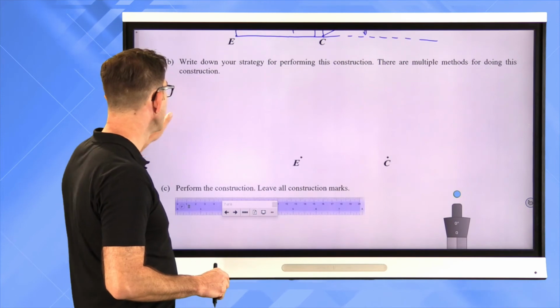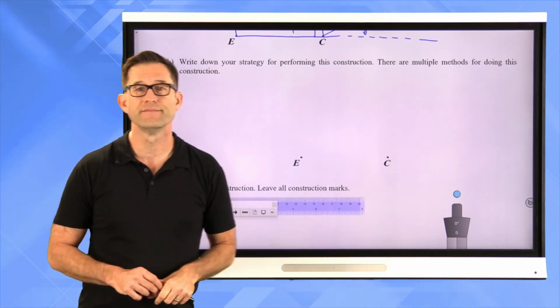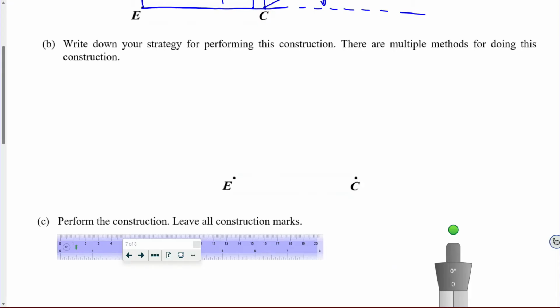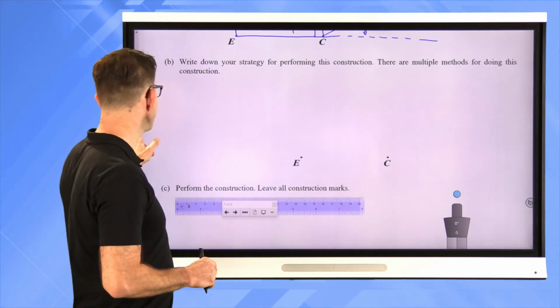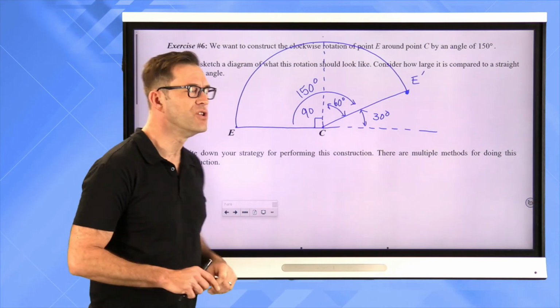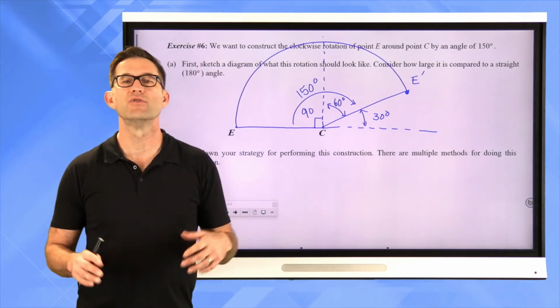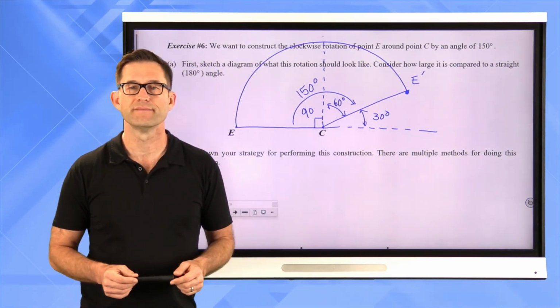So, take a look at letter B. Write down your strategy for performing this construction. There are multiple methods for doing this construction. So what I'd like you to do is pause the video now and see if you can think of a way to do this construction.